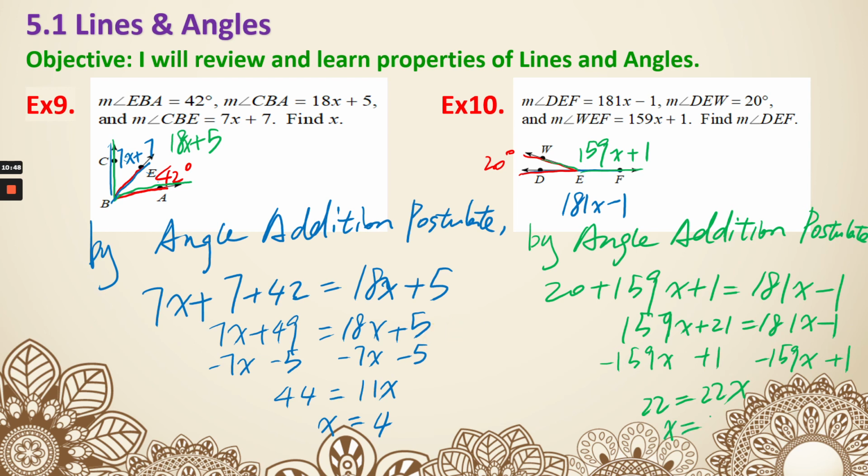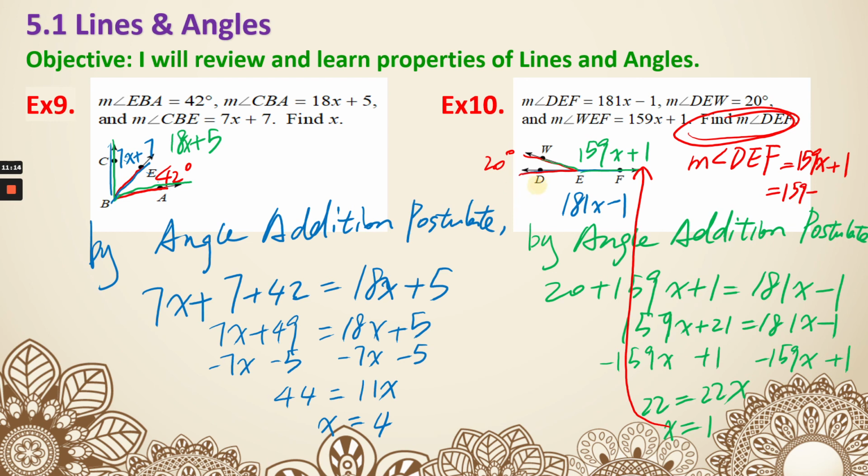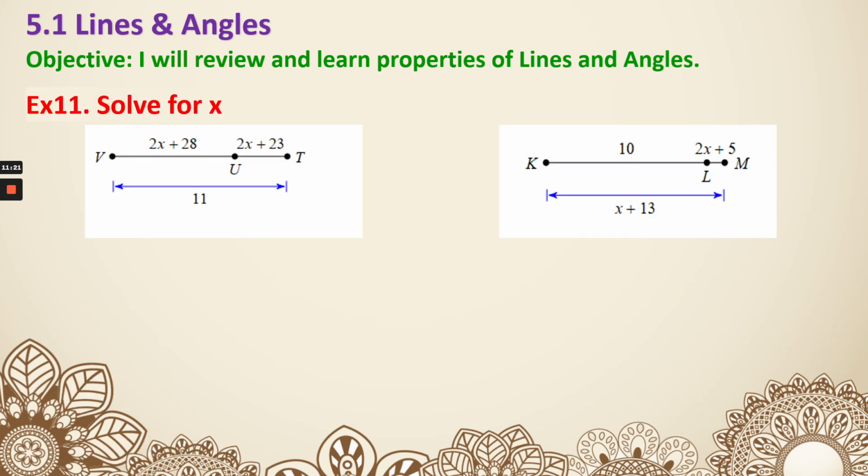Next, example 11. The two parts together equal the bigger one. That is by the addition postulate. 2x plus 28 plus 2x plus 23 equals 11. So 4x plus 51 equals 11. 4x is negative. That's example 11.